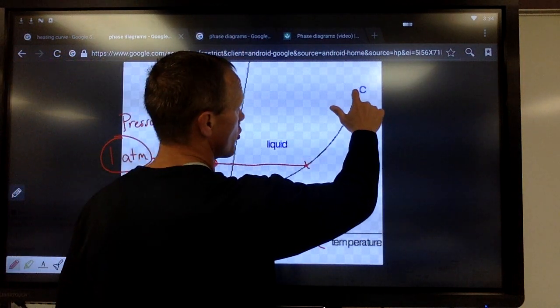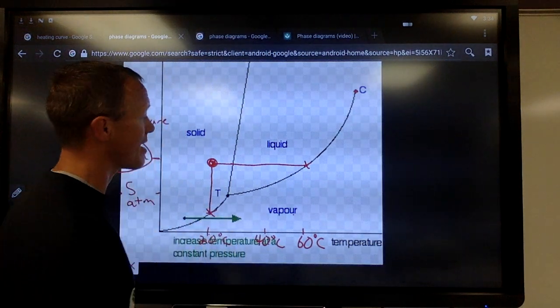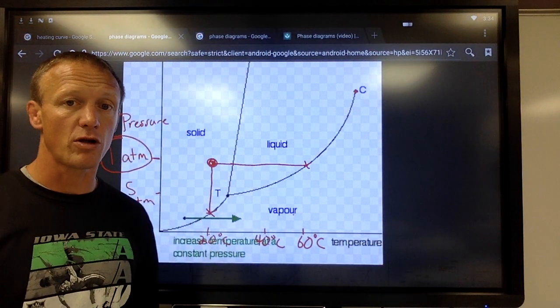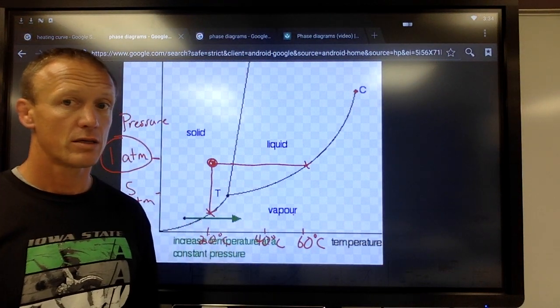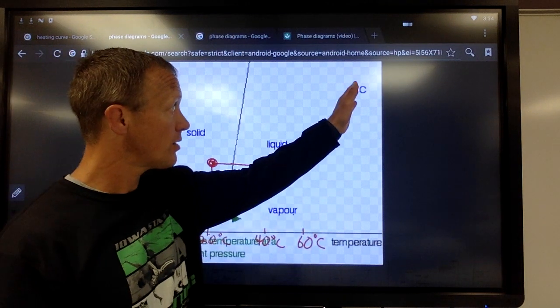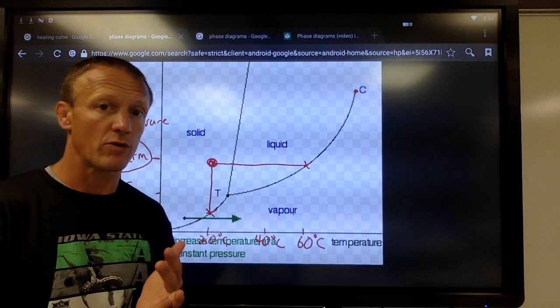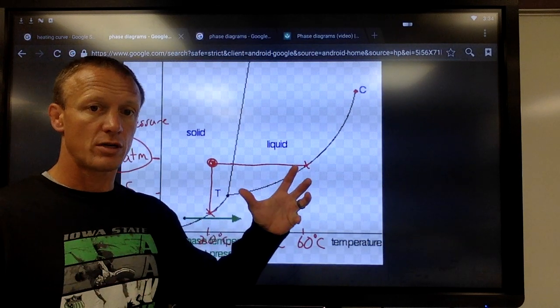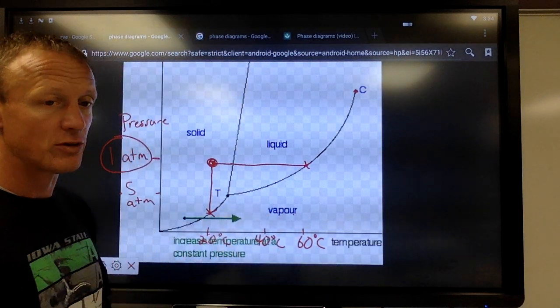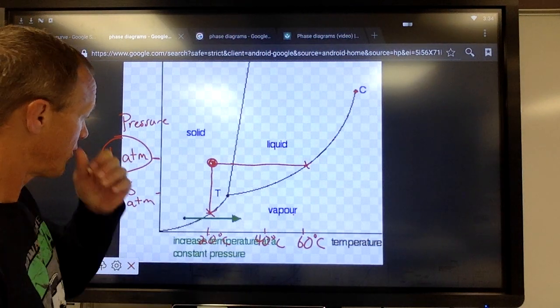This point up here is called the critical point. If you get to that pressure and that temperature, the substance can no longer exist as anything except for a gas. Once we get to that temperature right there, the substance will now be a gas only. It can't be a solid or a liquid at that temperature. The molecules have too much energy. They're spread out, and will not go back into a liquid or a solid from there.